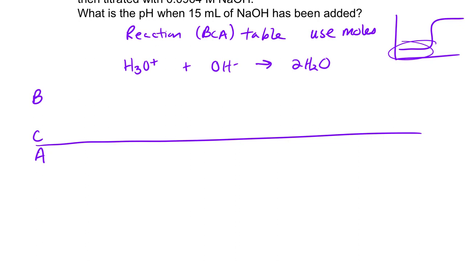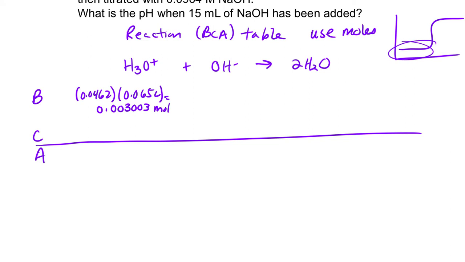So for the moles of H3O plus, we have 0.0462 moles per liter, and we have 0.065 liters of that. And that ends up being 0.003003 moles.